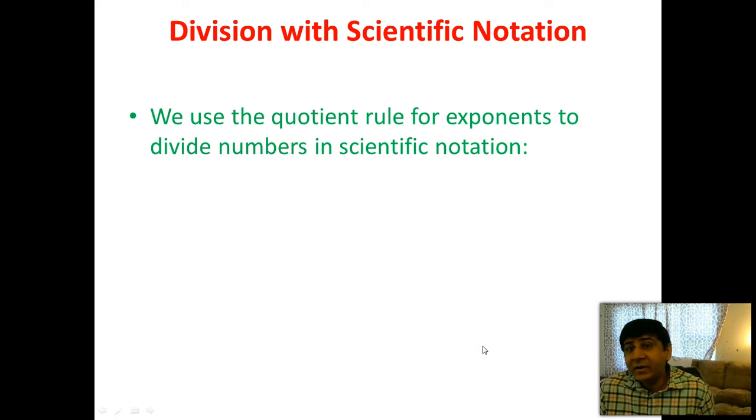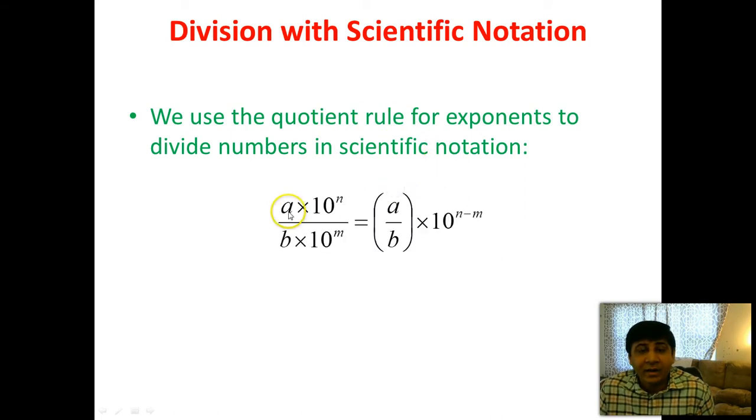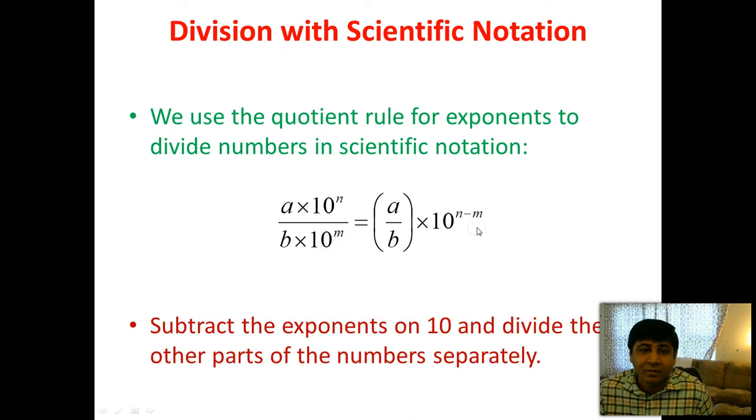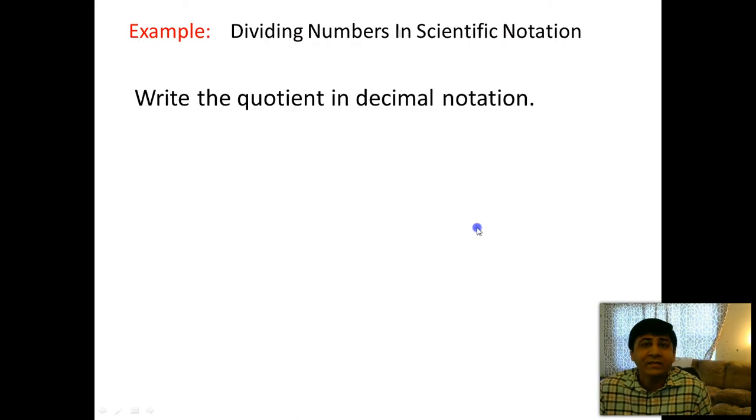We can also divide using scientific notation. Big numbers we can divide them. So what we will do, we'll again use the exponent rule for the quotients. If you are dividing a times 10 to the power n by b times 10 to the power m, you will find the ratio of a over b, and then apply the laws of exponents on 10 to the power n divided by 10 to the power m. So that will just be a subtraction of the powers. Look at the example here.